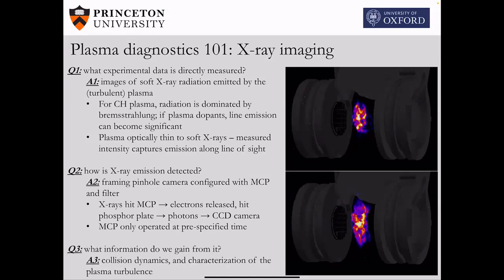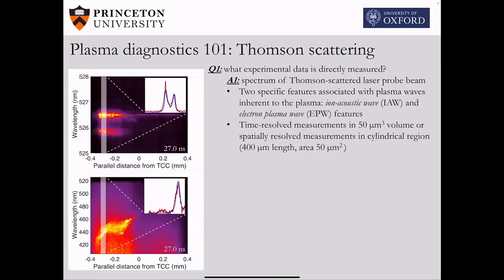Finally, what information are we gaining from these images? Well, the main thing we use this for is twofold. Firstly, the collision dynamics, working out when the jets collide and the subsequent formation of the interaction region plasma. And then in addition, we use this diagnostic to characterize the plasma turbulence, and I'll come back to exactly how we do that subsequently. So that's the first diagnostic that we use a lot.